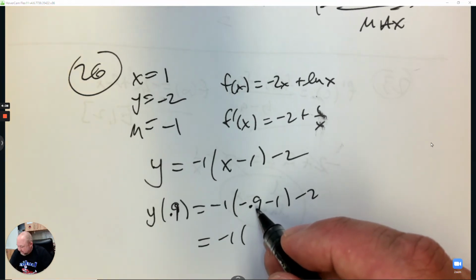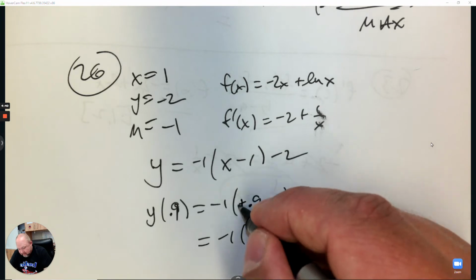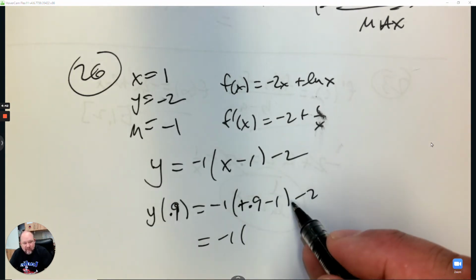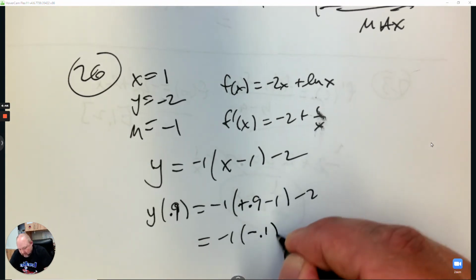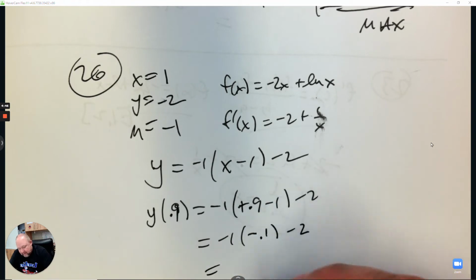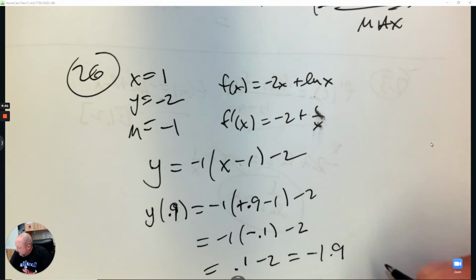-0.9, or no, it's positive 0.9. Positive 0.9 take away 1 is -0.1. And negative times a negative is positive, and so this gives me the answer, -1.9.